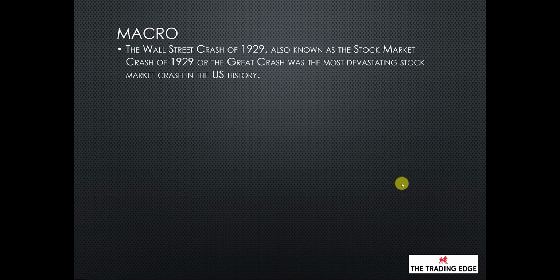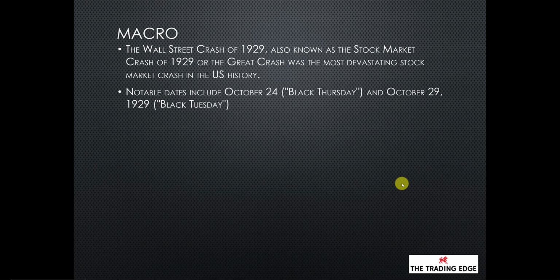Then you had the South Seas bubble. So you had a number of different bubbles that have occurred in the past, but this is the first one that happened in modern financial history in the U.S. The notable dates we'll talk about: October 24th, Black Thursday; October 29th, Black Tuesday.